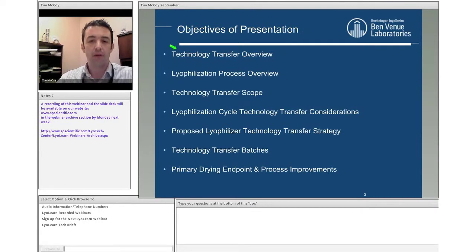The overview of our objectives for the presentation: this presentation is to talk about technology transfer of freeze-dried products, and I suppose it's not just about products, it's also about systems. So the first thing I'm going to do is talk a bit about the technology transfer overview and what technology transfer is, and then we'll look at the process overview and the scope around technology transfer.